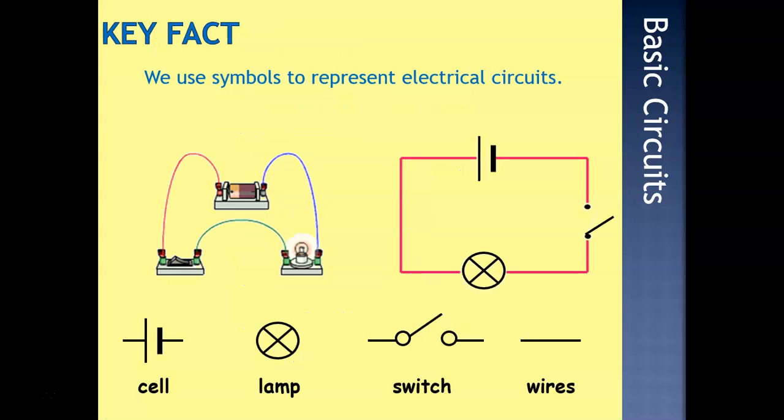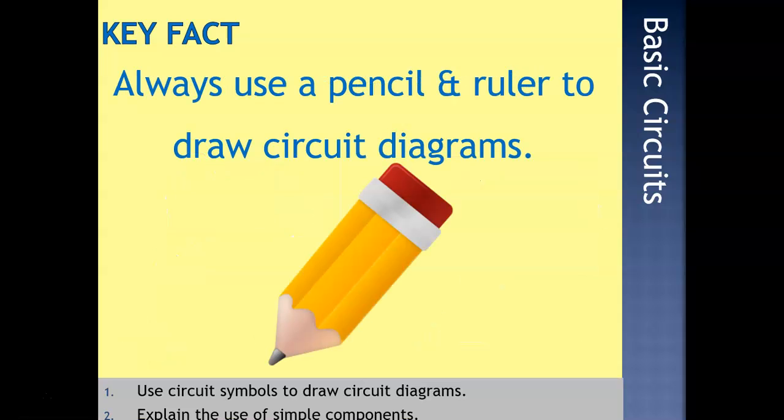Okay, so we use symbols to represent electrical circuits. It's easier for us to do so. If we were going to draw complicated diagrams like the one on the left, then it would become a lot more difficult to state when someone has put a circuit together and how that circuit works. On the right hand side it's a lot clearer and easier for us to see what's happening.